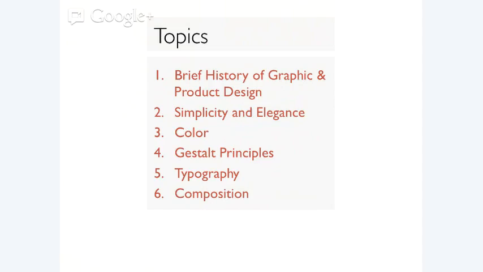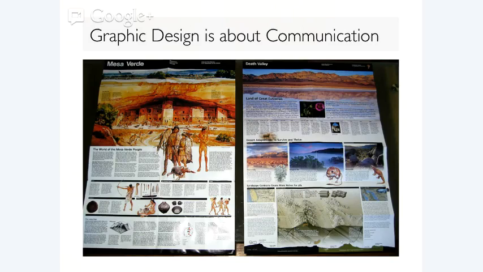So graphic design, one of its major functions is that it's about communication. For example, if you've been to a national park, you usually get one of those fold-out brochures that are very nicely laid out, but that have the ultimate goal of teaching you something about that site, right? And so text and images are combined with the goal of communicating that information as effectively as possible. But graphic design also has another side, and that is interpretation.